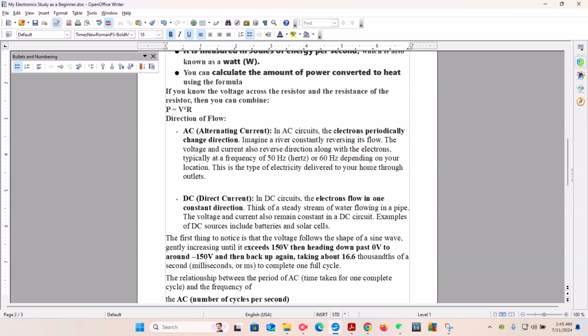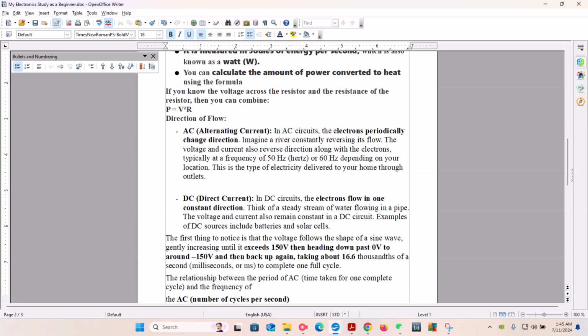Now, you may have heard of AC, or alternating current. We're not talking about air conditioning, but alternating current. In AC circuits, electrons periodically change direction. One way to think of it is to imagine a river constantly reversing its flow. The voltage and current also reverse direction along with the electrons, typically at a frequency of 50 hertz or 60 hertz depending on your location. This is the type of electricity delivered to your home through outlets. So when you plug something in, it comes in as AC.